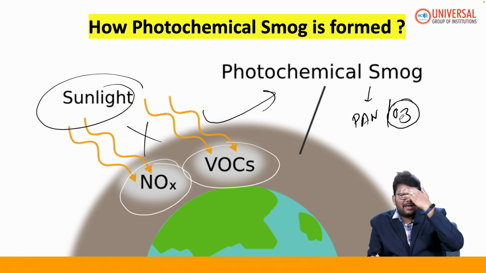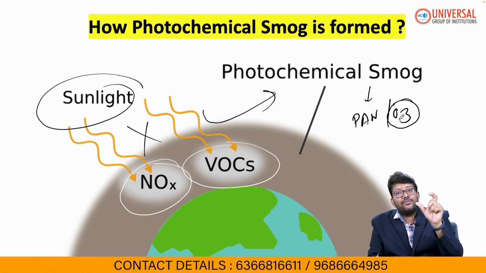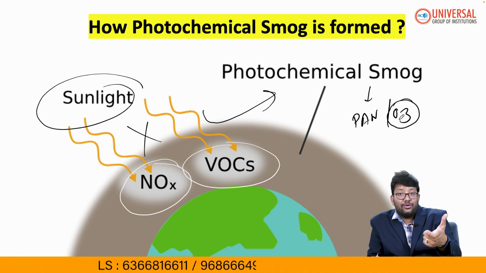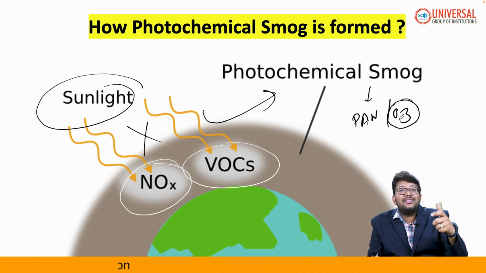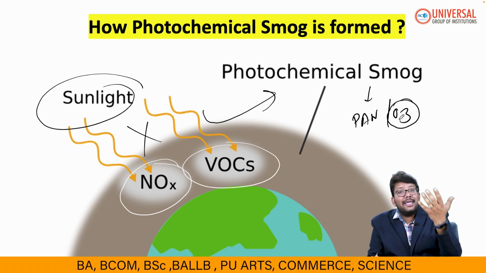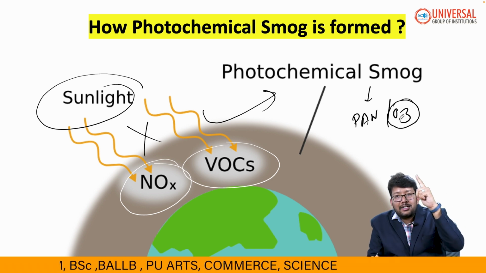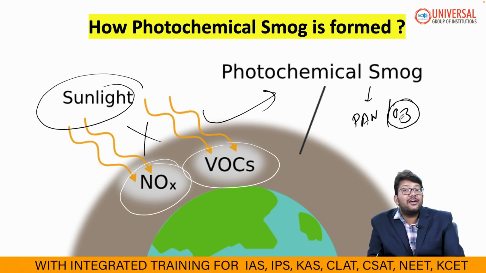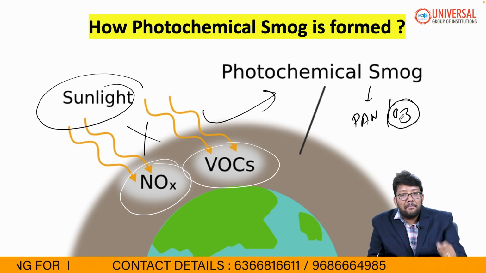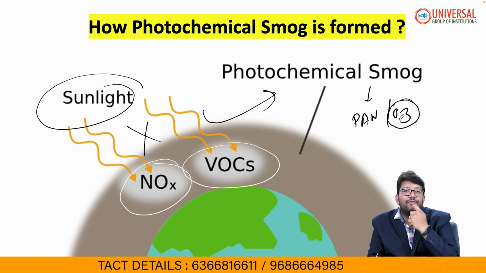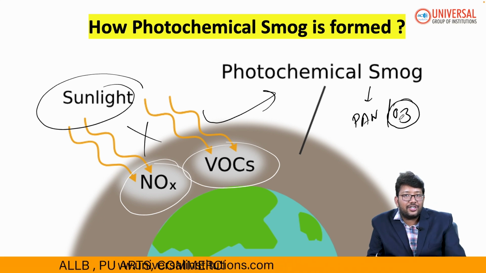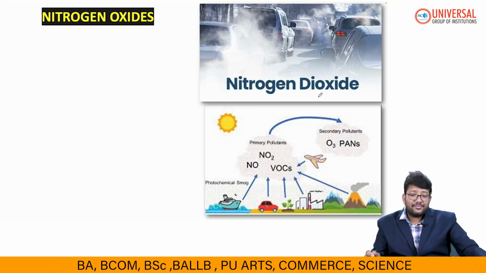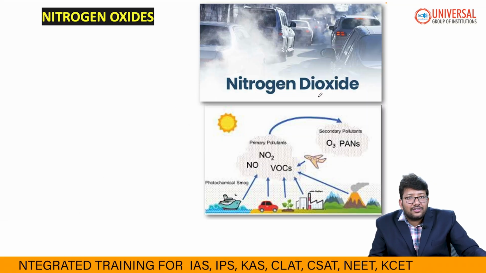In the examination, a question had been asked about which is good ozone and which is bad ozone. Good ozone is in the stratosphere, because the ozone present in the stratosphere protects us from ultraviolet radiation coming from the sun. But ground-level ozone is not good for our health, because it can cause skin cancer and eye irritation. Remember that. Now, first let's talk about nitrogen oxides.